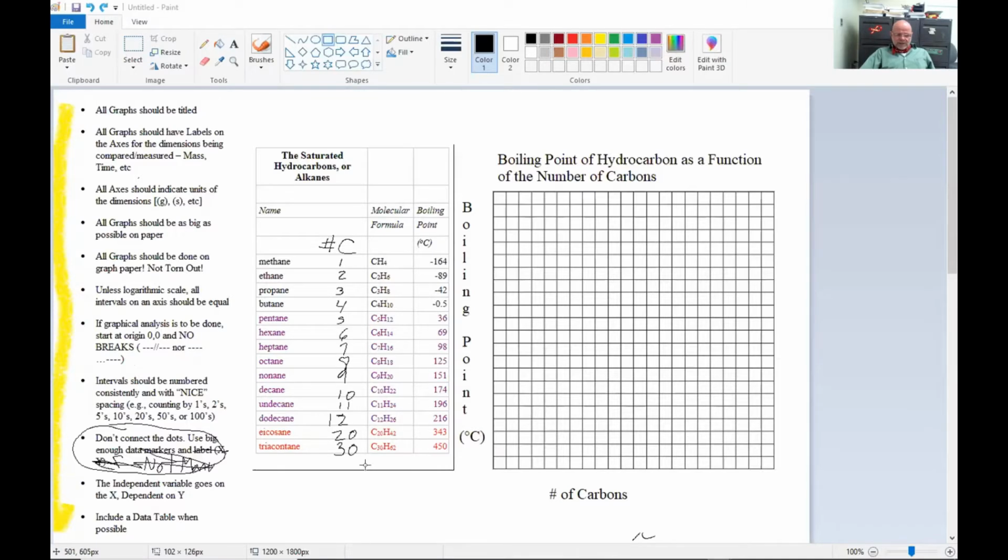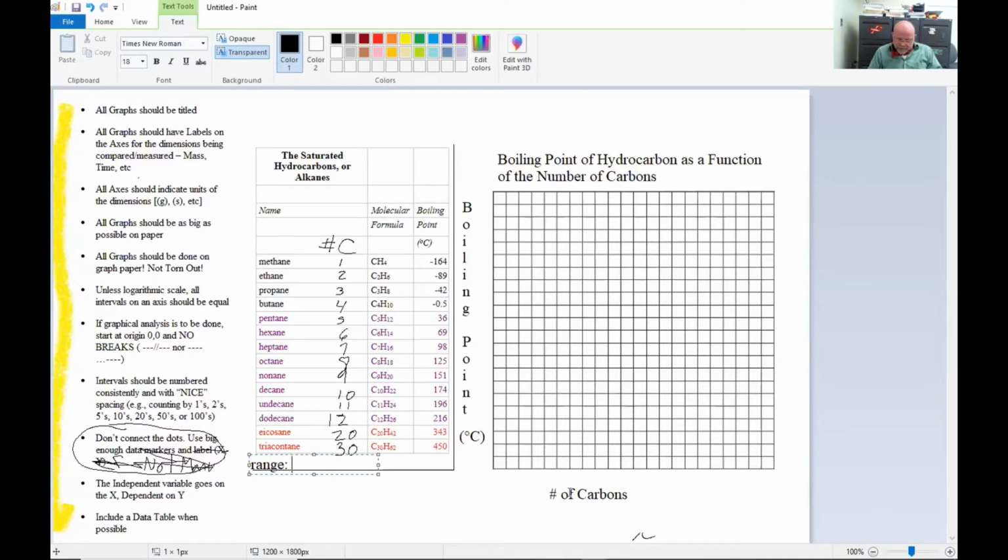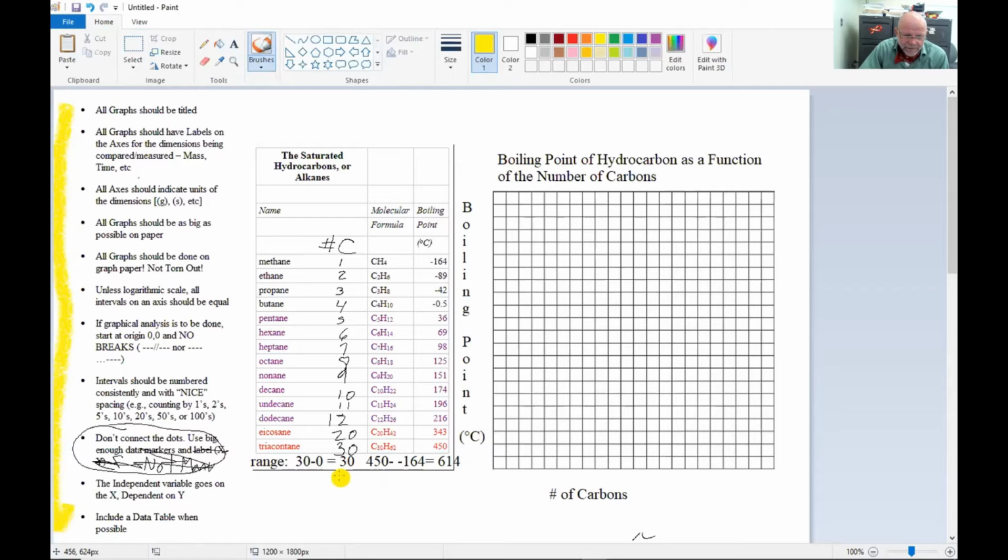Okay, I'm going to write the range here. Now there's 2 variables. There's the x variable and the y variable, so I do this twice. I want to include 0 for my carbons. So I'm going to say 30 minus 0, that's 30. Now, for the temperature range, I'm going to do the big number minus the small number again. It's 450 minus 164, 614. Here's my data range, 30 and 614.